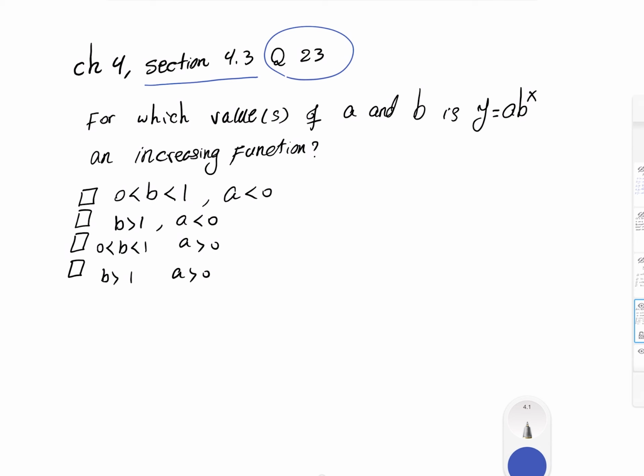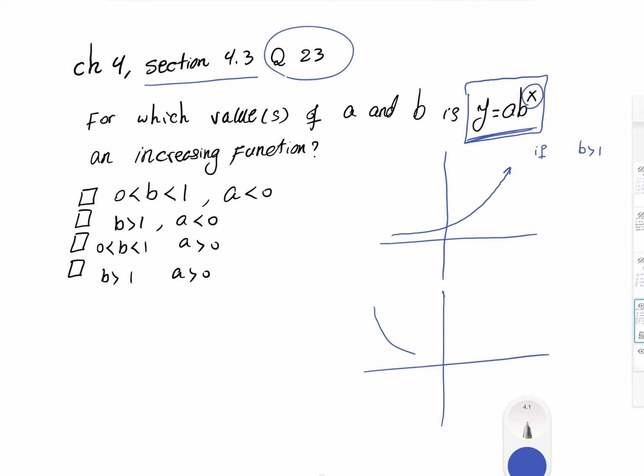They're asking us for which values of a and b this function is increasing. By looking at the function, we are dealing with an exponential function. In your note sheet, we have that the graph goes like this if b is more than 1. And we have another one that is decaying like this, and this is decaying or decreasing if b is between 0 and 1.